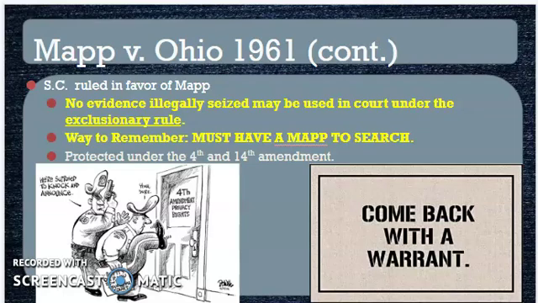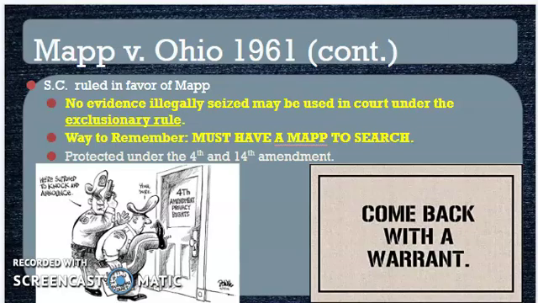And we know that because of the Fourth Amendment, you can't do that. So no evidence that is illegally seized or seized without a warrant can be used in court. This falls under the exclusionary rule. The way to remember this is that you have to have a map to search for things, like a treasure. So Mapp is a search and seizure case.